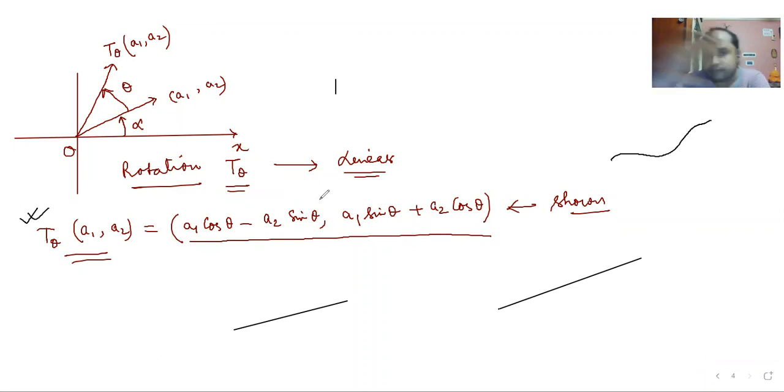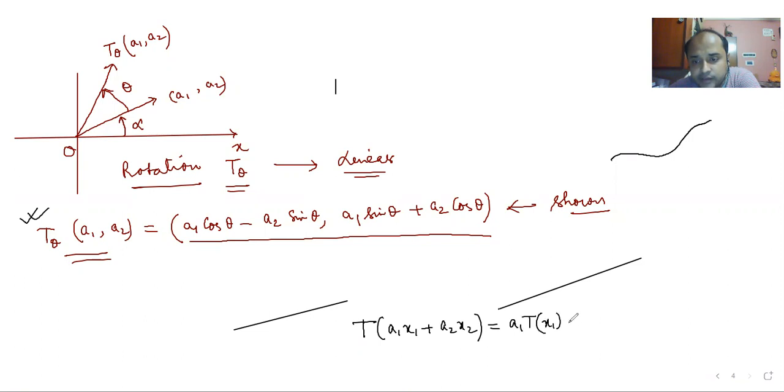And therefore whatever you are seeing right now, whatever tools I'm using right now, all because these things are linear, and therefore I'm able to show it whenever I'm writing. And one important thing I must tell you, whenever I'm writing this, T of a1 x1 plus a2 x2 is equal to a1 into T of x1 plus a2 into T of x2, you just do not think that it is very easy.